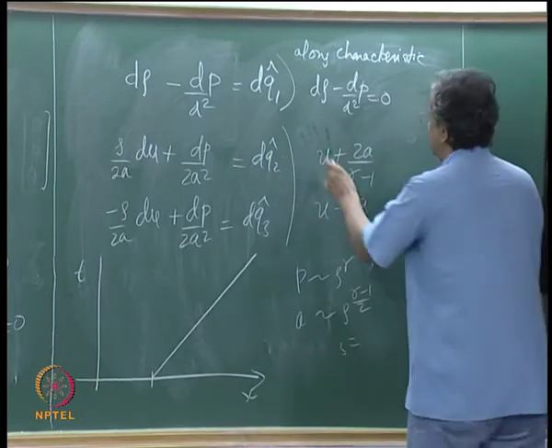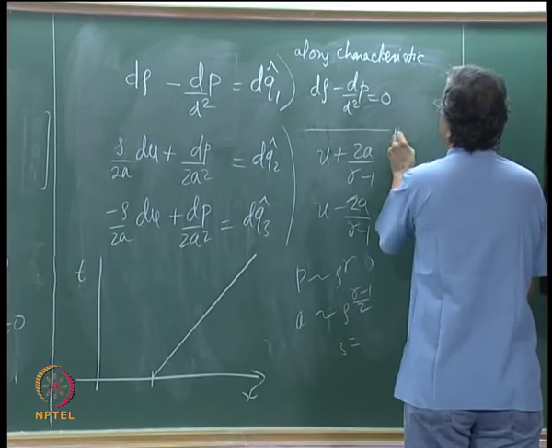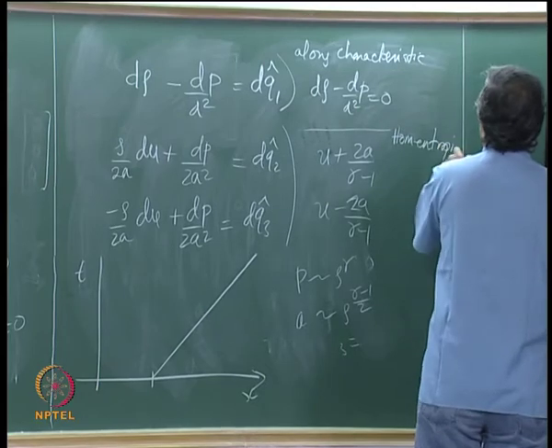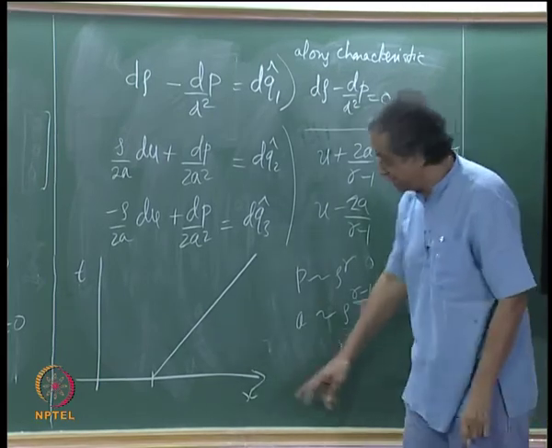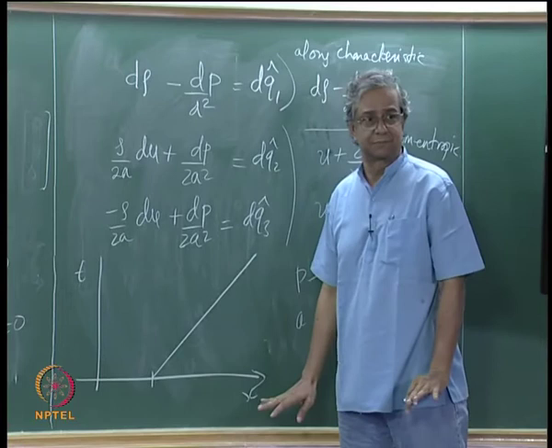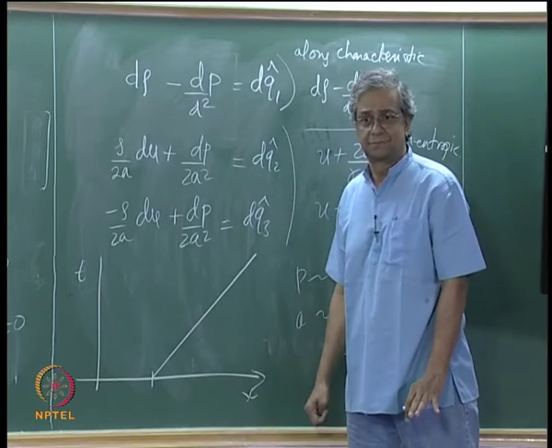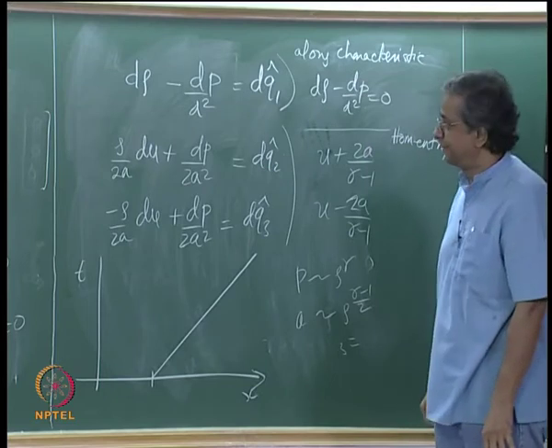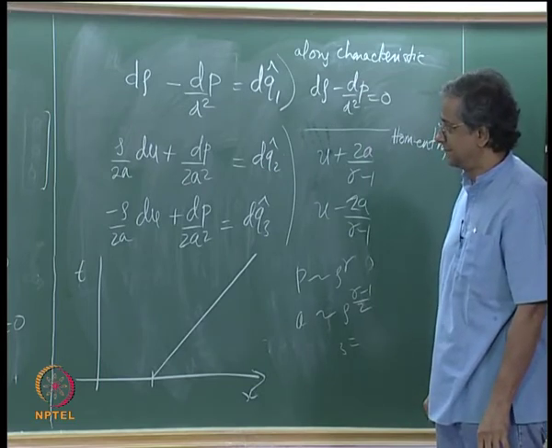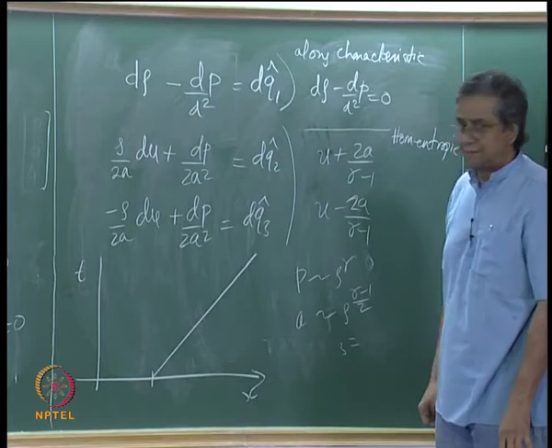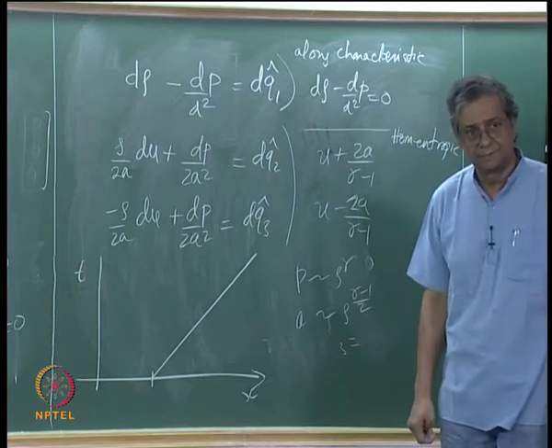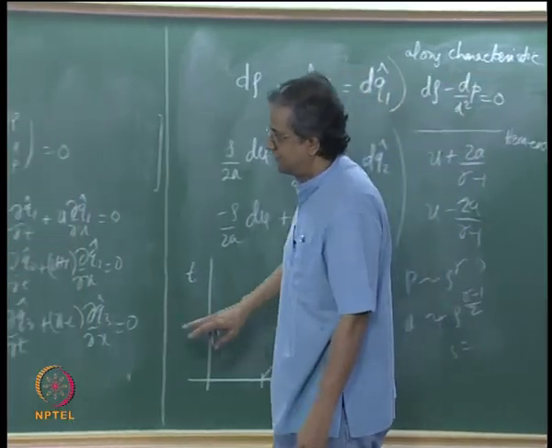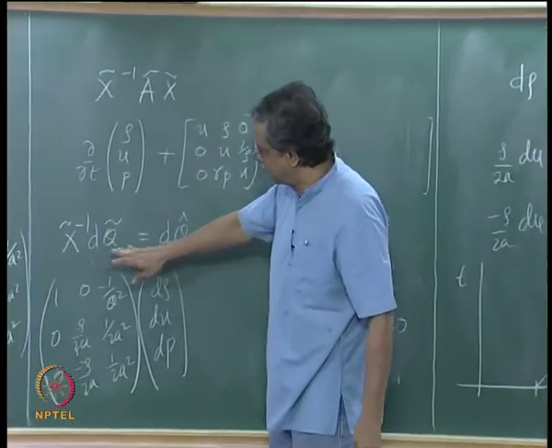But we have made an assumption beyond this. I made an assumption that the flow is homentropic. It is not just constant along this line, it is constant everywhere. That is a strong assumption. It may be valid a lot of the time, but it is a strong assumption from where we stand. Is that fine?